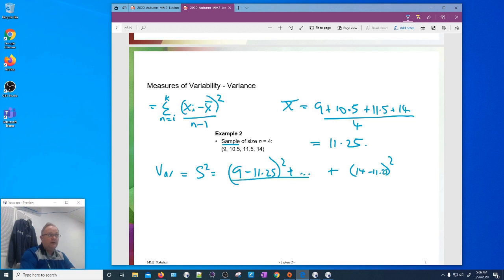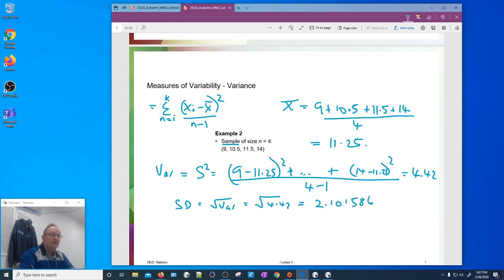And the difference here will be, it won't be 4, it'll be 4 minus 1. Just notice that difference. So for the mean we did this, but for the variance we've put it this way, and we get 4.42. And again, the standard deviation is equal to the square root of the var, which is the square root of 4.42. And so we get to 2.10.